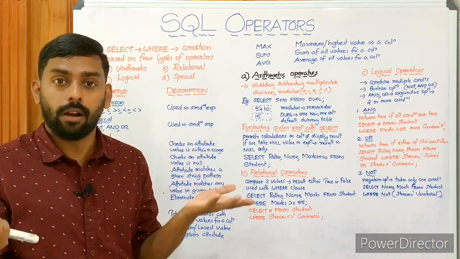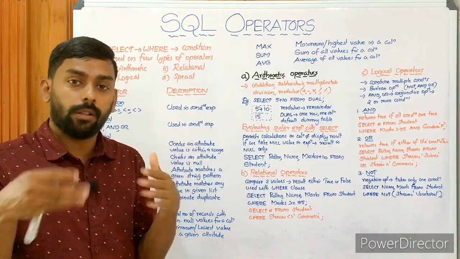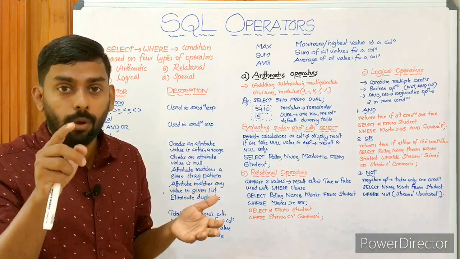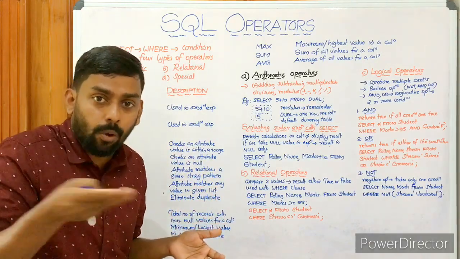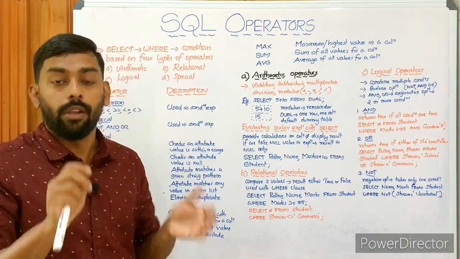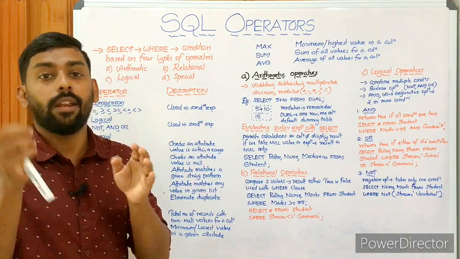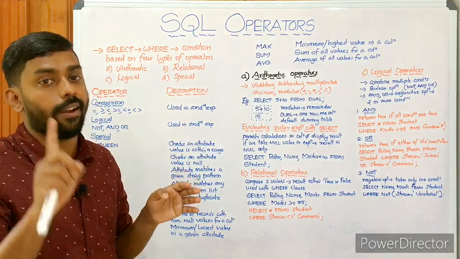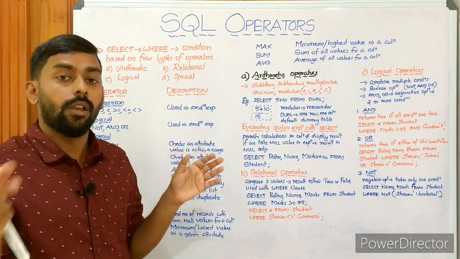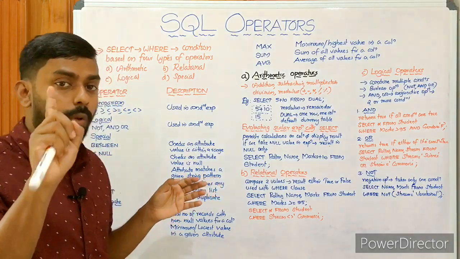What will be the result? 100. If 100 is the biggest or highest mark, it prints 100. And we know it goes through all the 30 rows and it returns only one value, that is 100. That's the specialty of a group function: working on a group and returning only one value.